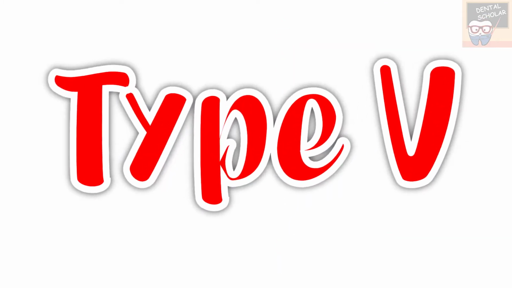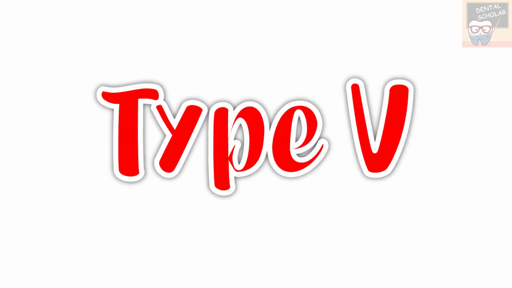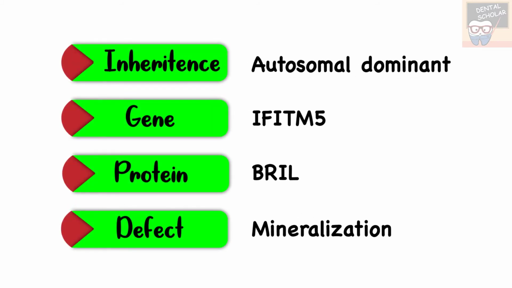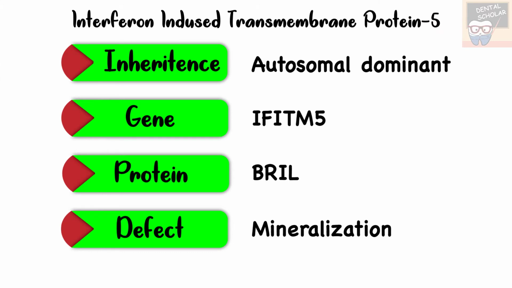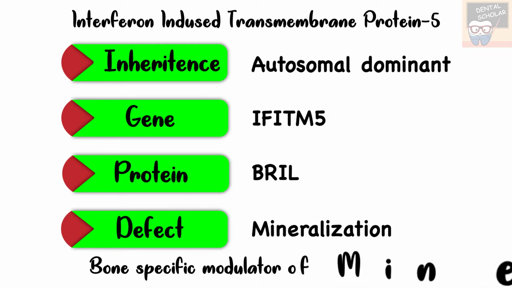Next is type 5 osteogenesis imperfecta. Again, it is inherited as an autosomal dominant defect, and the gene affected is the IFITM5 gene, that is interferon induced transmembrane protein 5 gene, and the protein involved is BRIL, which is a bone specific modulator of mineralization.